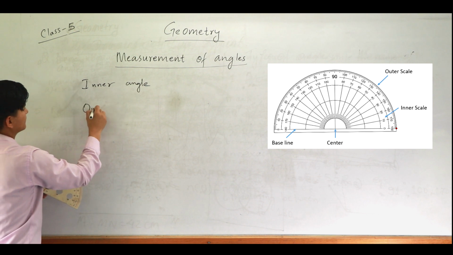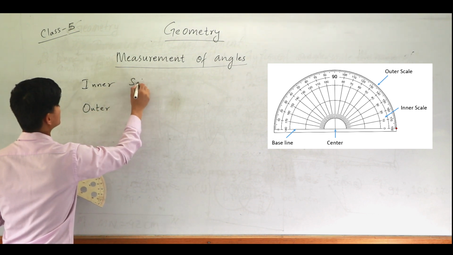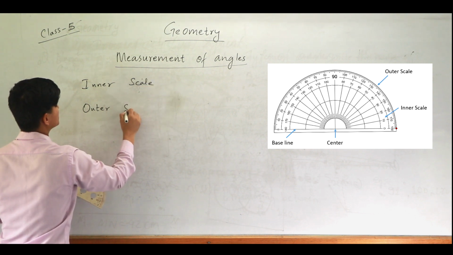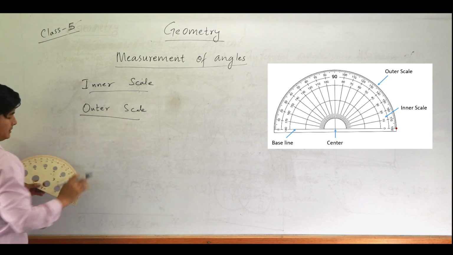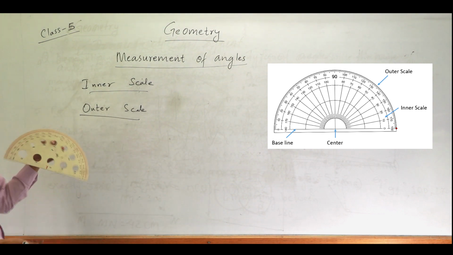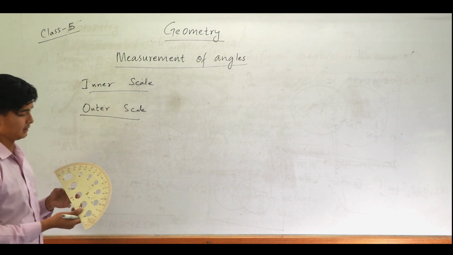That is the inner angle and outer angle, or you can say inner scale, outer scale, inner scale and outer scale. We have two scales here, inner and outer. So how to find which one is inner and which one is outer?